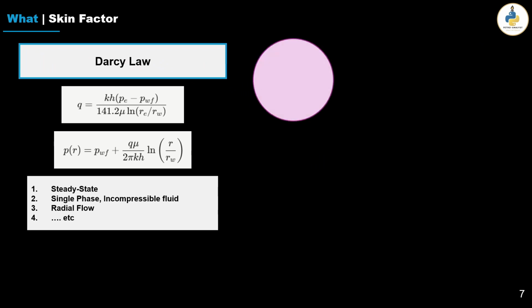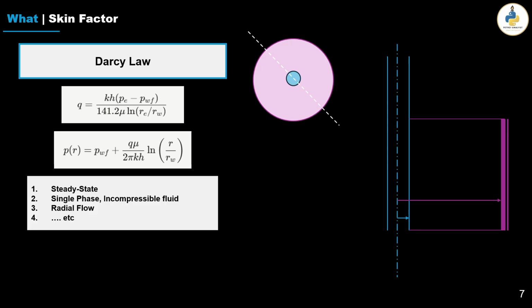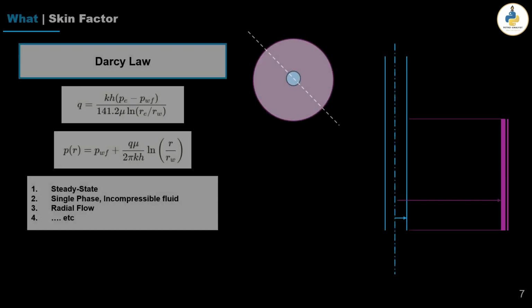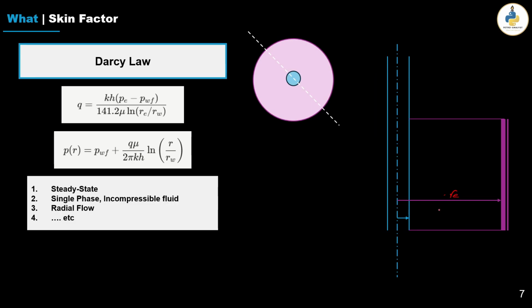So we have this reservoir that is circular, and we have the wellbore centered exactly in the center of the reservoir. If we take a cross section like this, this will be our model. Here is RE, which is the reservoir radius, and this is RW, which is the wellbore radius. And the expected pressure inside the reservoir is going to be like this. We are going from PE, which is the reservoir pressure, into PWF.